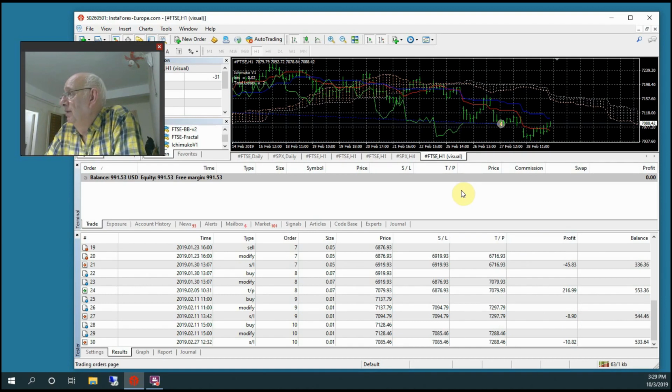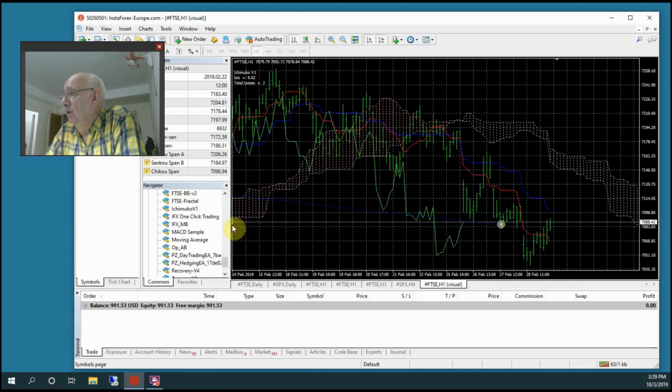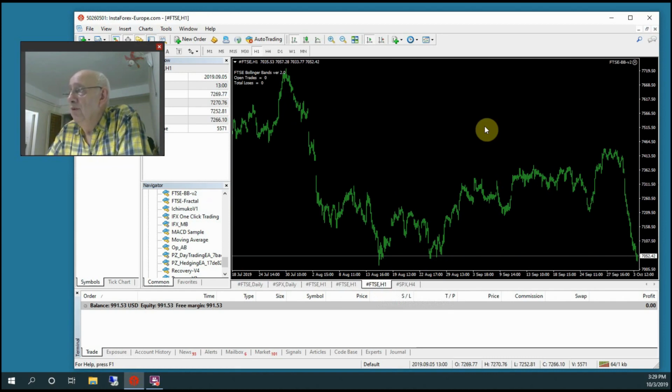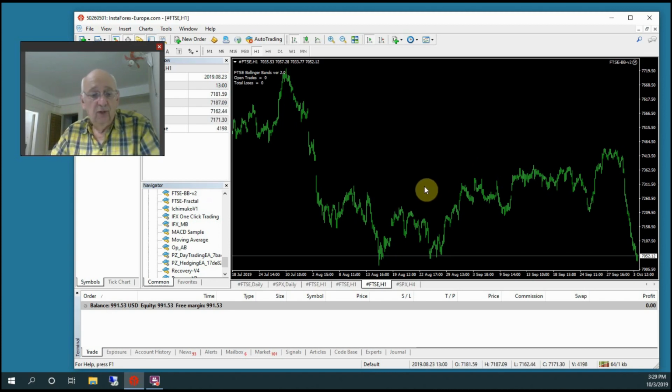Righto, now that is the Ichimoku breakout trade. Let's move on. Close that off. Let's just close this one off as well. Right. And we'll go to the Bollinger Band, which is also based on the trades, not on a channel. It's just based on the trades itself.